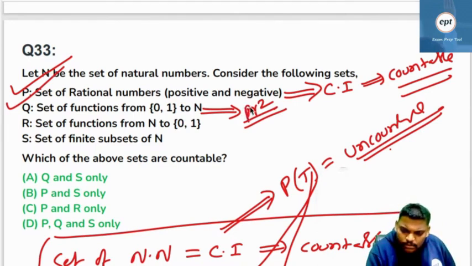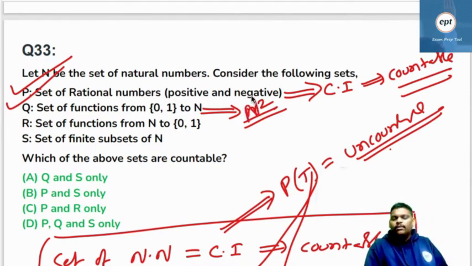Remember, if you add two countably infinite sets, it is countably infinite only. If you multiply two countably infinite sets, countably infinite only. Between two countably infinite sets, whatever operation you do, it will be countably infinite, means countable. But the power set of a countably infinite set is uncountable.